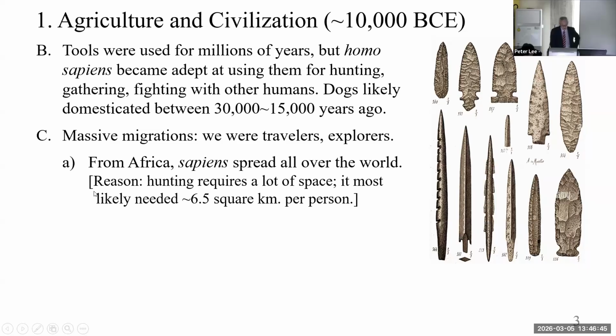And the reason given, again, these are all speculations, right, is hunting. We were hunter-gatherers. Hunting requires a lot of space. Again, I don't know how they figure these things out, but these are very smart people, so I trust what they say. Scholars said it most likely needed 6.5 square kilometers per person, hunter-gatherers. So that's why human beings spread out, because hunter-gatherers needed a lot of space.